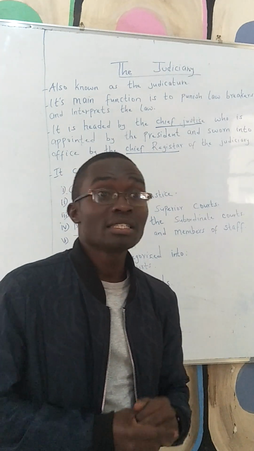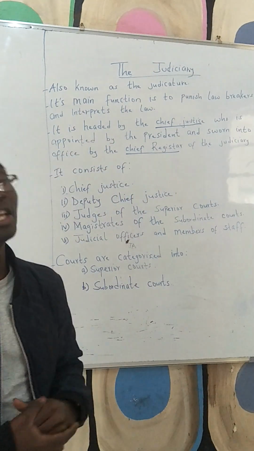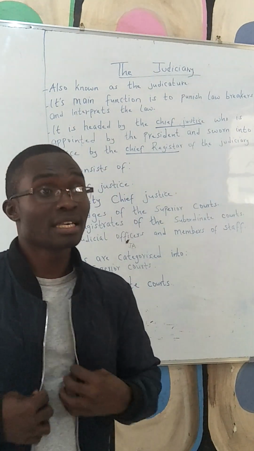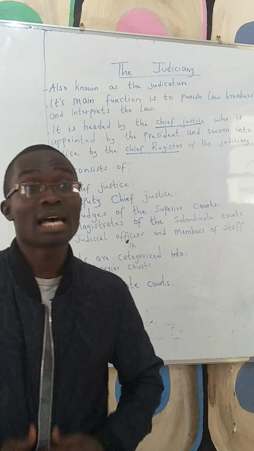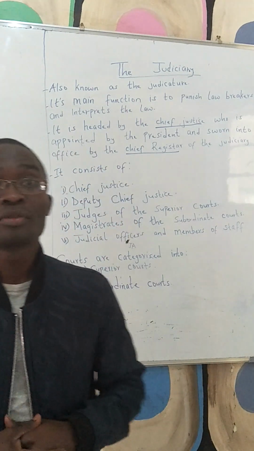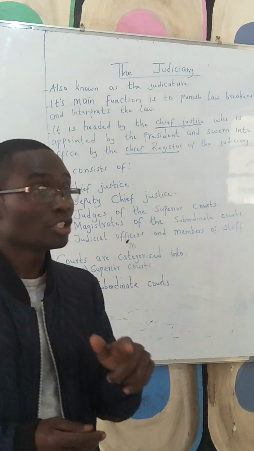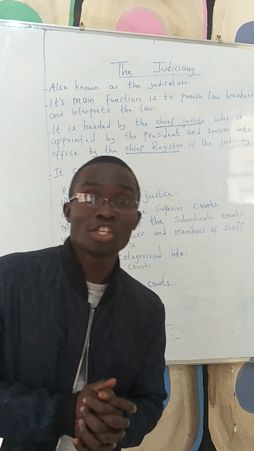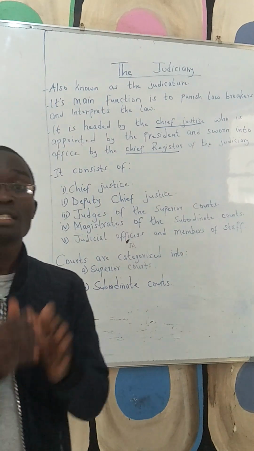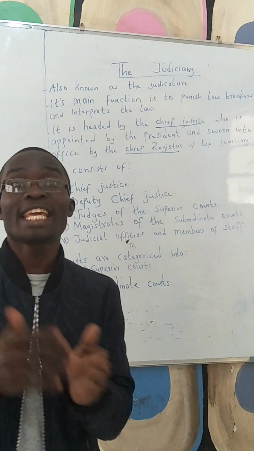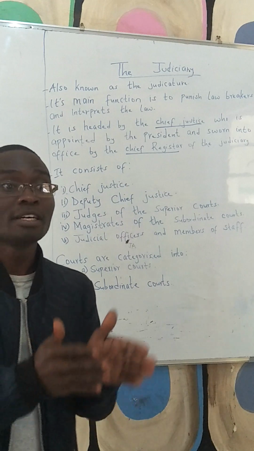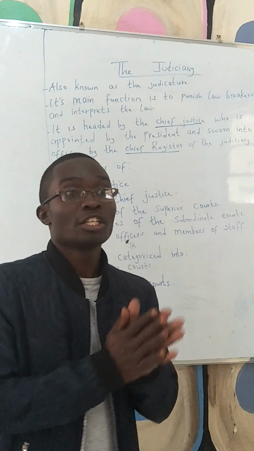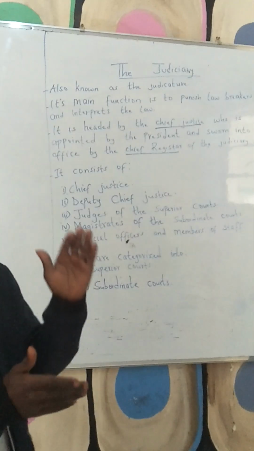Judiciary is headed by a chief justice, and the chief justice is appointed by the president, and he or she is sworn in by the chief registrar of the judiciary. So in short, the Chief Justice is sworn in by the Chief Registrar of the Judiciary.